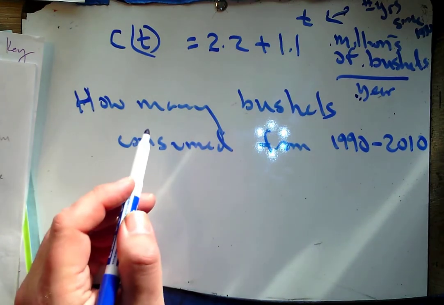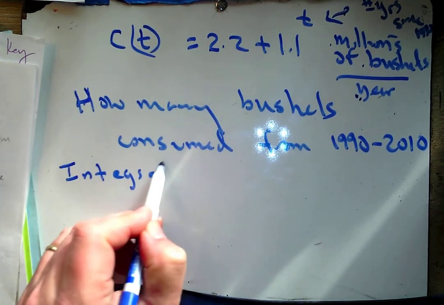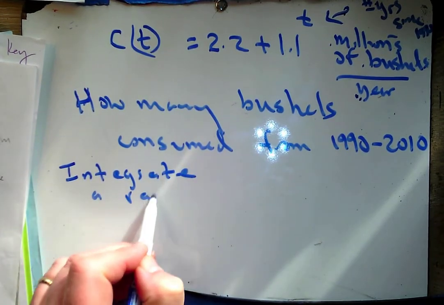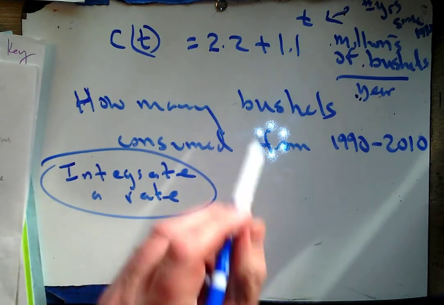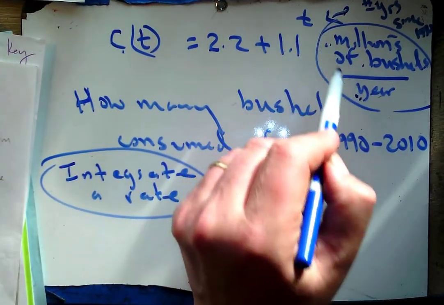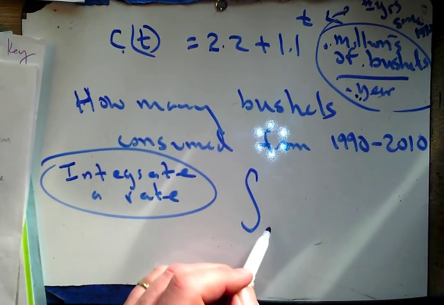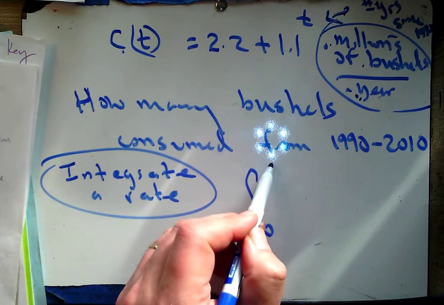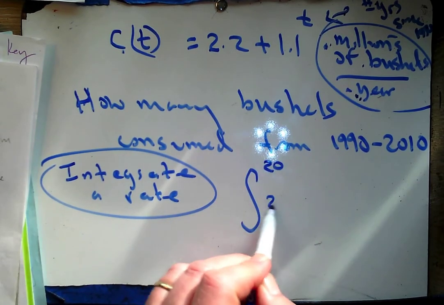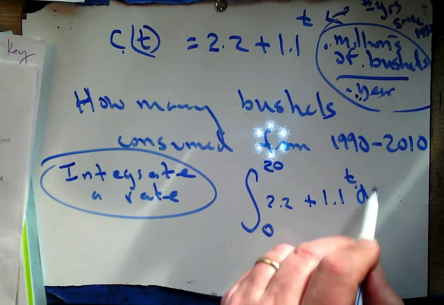So, I integrate a rate. Here's my rate. See? This is rate. Change in this over change in this, that's a rate function. So I'm going to integrate from 0 to 20, 2.2 plus 1.1 raised to the t.